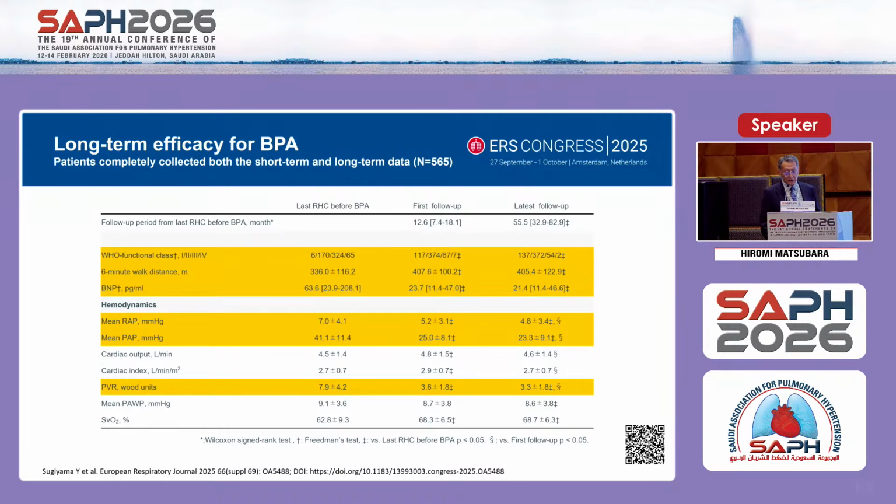Regarding the long-term efficacy after BPA, mean pulmonary artery pressure decreased from 41 to 25 at first follow-up, and 23.3 at the latest follow-up, without additional BPA or additional medication. PVR decreased from 7.9 to 3.6, and 3.3 at last follow-up, also without any additional treatment. So generally we could show maintenance of good outcome after BPA over a long time.